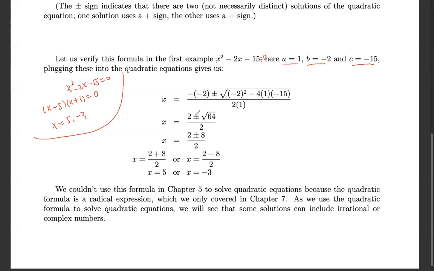So -2 becomes positive 2. So 2 plus or minus square root of 64, divided by 2. Well, square root of 64 is 8. Okay? So 2 plus or minus 8, divided by 2. 2 plus 8 is 10, 10 divided by 2 is 5. 2 minus 8 is -6, -6 divided by 2 is -3. Right? The solutions are the same. So it doesn't matter which method we use, the solution should be the same.